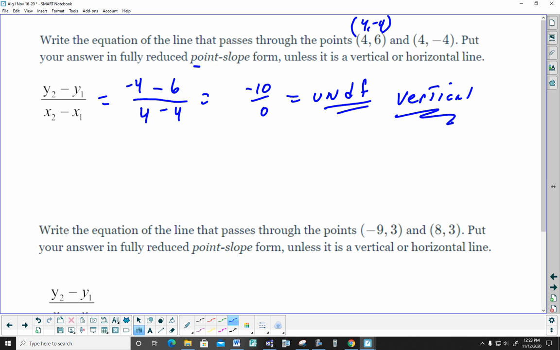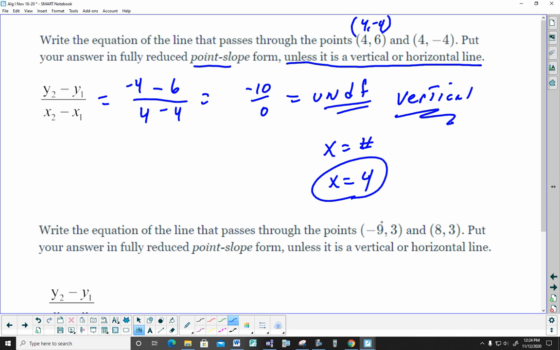And it says write your answer in point slope form unless it is a vertical or horizontal line. So you have to have memorized or in your notes, if the slope's undefined, it means it's a vertical line, so your equation is x is equal to some number. Well, what's that x value? 4. It's at 4 in both of them. That's your final answer. Once you identify the slope is undefined, you should jump to this.